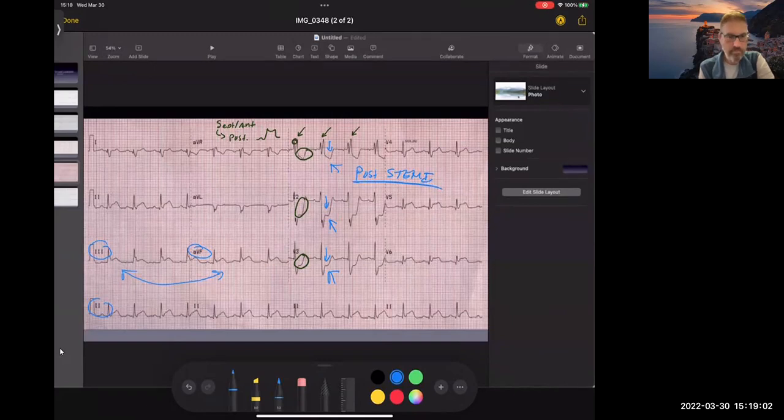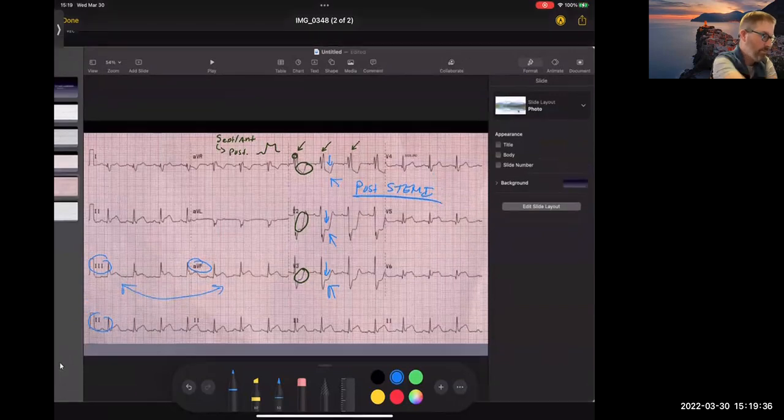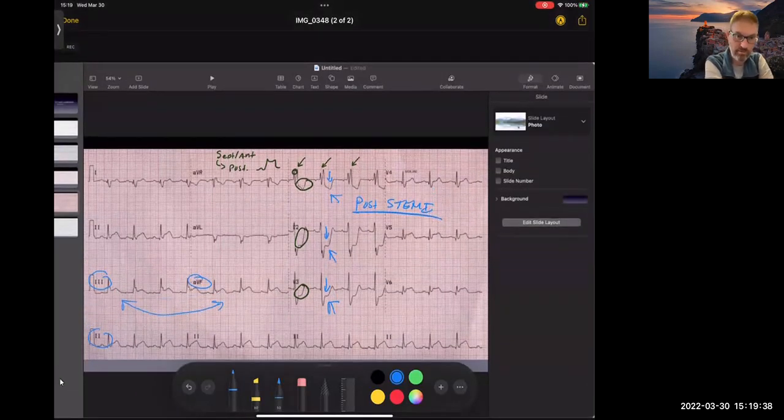And remember, most people are right dominant, like 85%, and another 10% are left dominant, and then the rest are co-dominant. And in this case, it doesn't really matter because both the circumflex and the RCA seem to be taking a hit. So I wouldn't say 100%, obviously, but it is almost inconceivable that this would not be a posterior STEMI, given what we see. So yeah, I'd feel really comfortable calling this posterior STEMI, even without doing posterior leads.